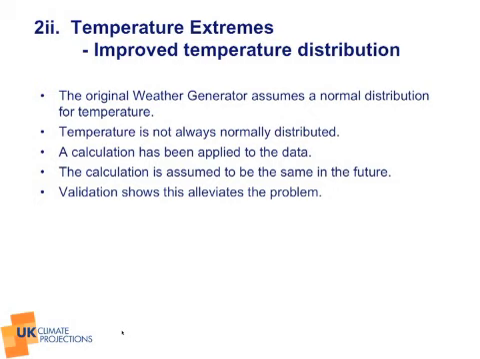The original weather generator assumes a normal distribution for the baseline temperature of 1961 to 1990. However, temperature extremes can sometimes cause the distribution to skew, so the weather generator team have applied a calculation to the data. They have validated the results using observed data, which has shown that the problem in the original version has been alleviated.